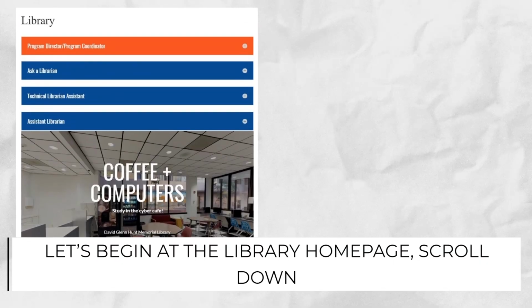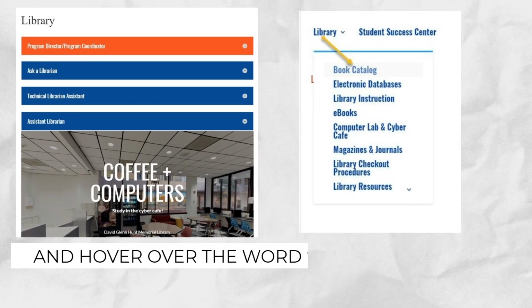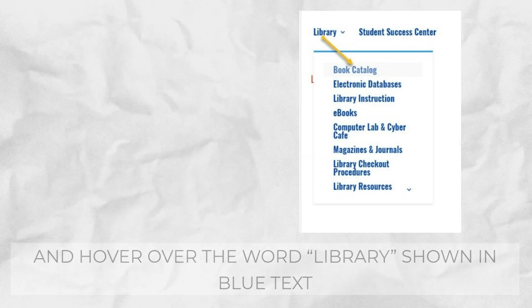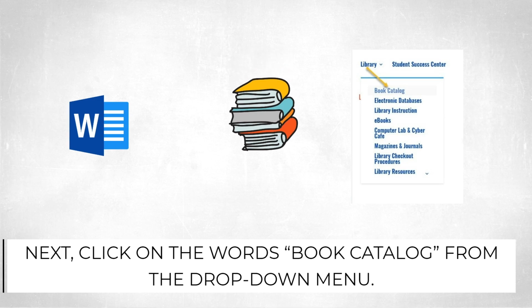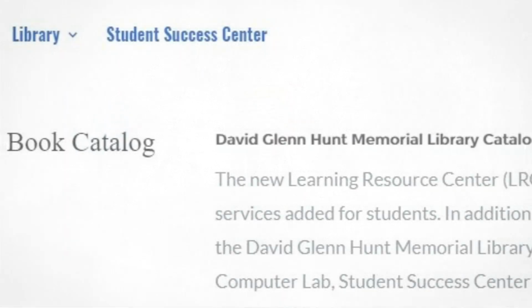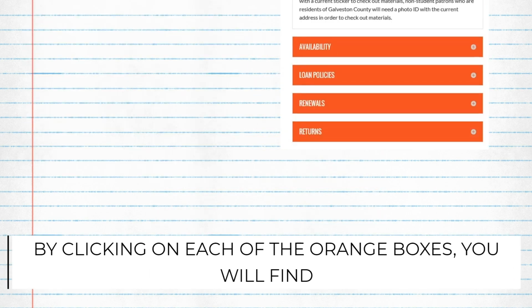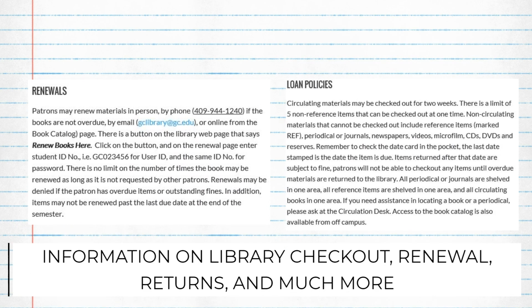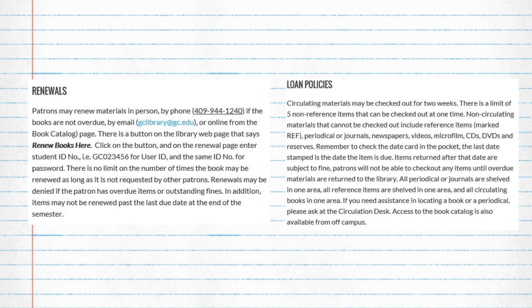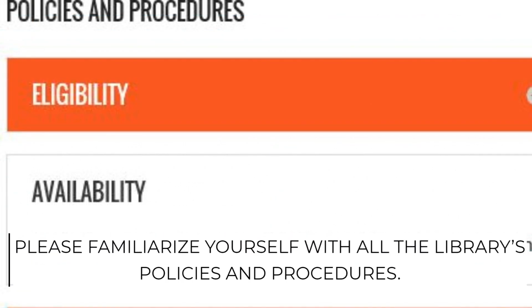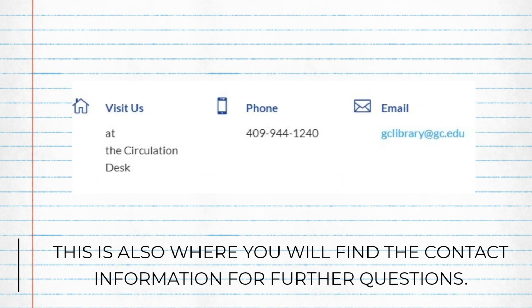Let's begin at the library homepage. Scroll down and hover over the word Library shown in blue text. Next, click on the words Book Catalog from the drop-down menu. This is the Book Catalog page. Scroll down. The large text boxes shown in orange contain essential information. By clicking on each of the orange boxes, you will find information on library checkout, renewal, returns, and much more. Please familiarize yourself with all the library's policies and procedures. This is also where you will find the contact information for further questions.